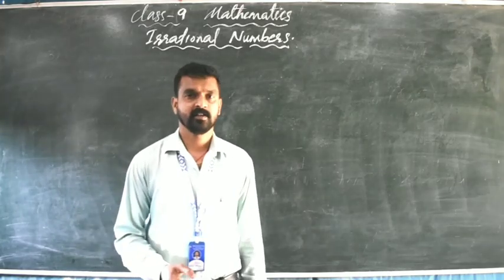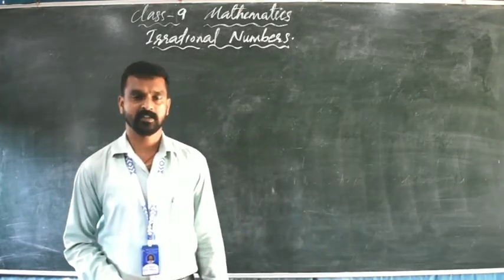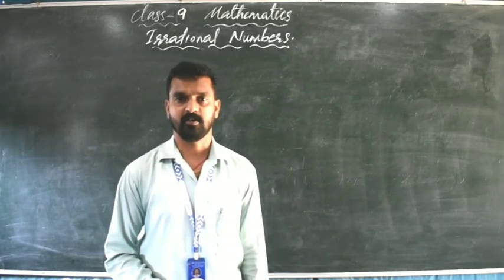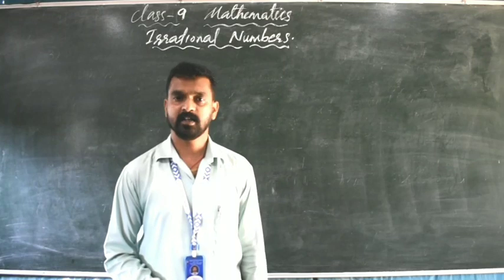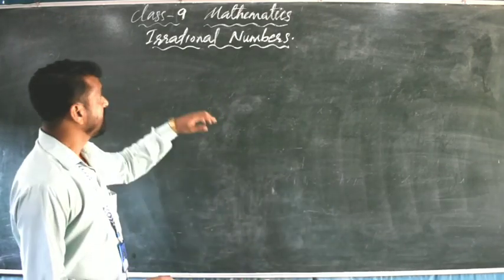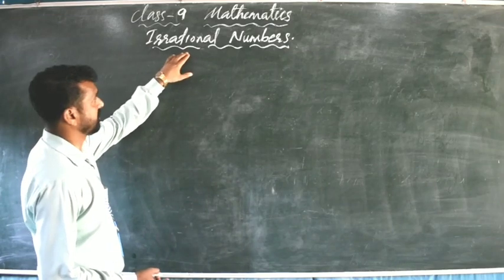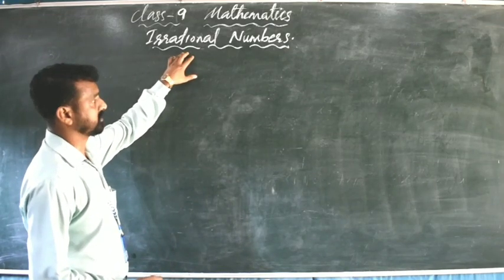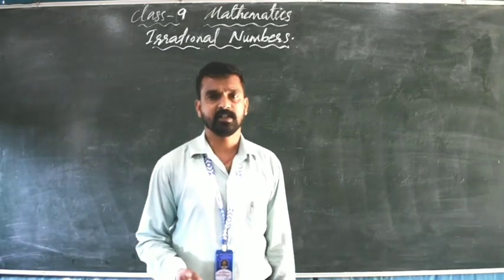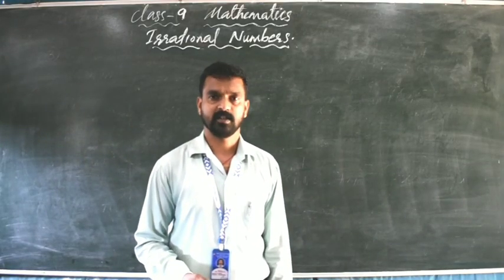Dear children, in the previous video we learned the types of numbers, that is natural numbers, whole numbers, integers and rational numbers. Now we are going to study another type of numbers. They are called irrational numbers.